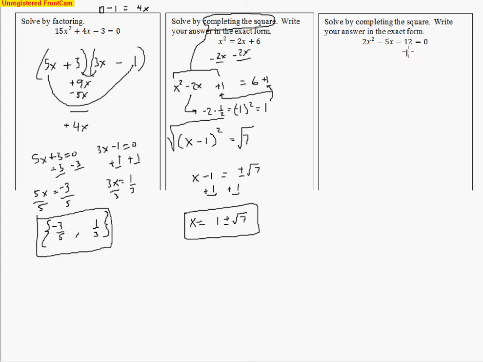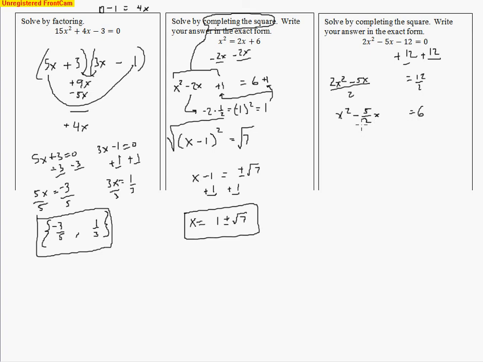First step is to add the 12. And so now I've got 2x squared minus 5x equals 12. Again, I leave that gap. Next step, get rid of the 2 in front of the x squared. You got to get rid of the a term. So x squared minus 5 halves x, and then equals 6.